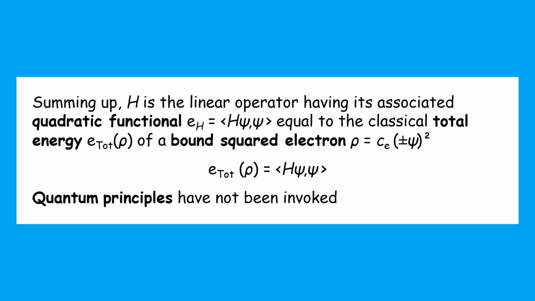Summing up, H is the linear operator having its associated quadratic functional equal to the classical total energy of a bound squared electron. Quantum principles have not been invoked.